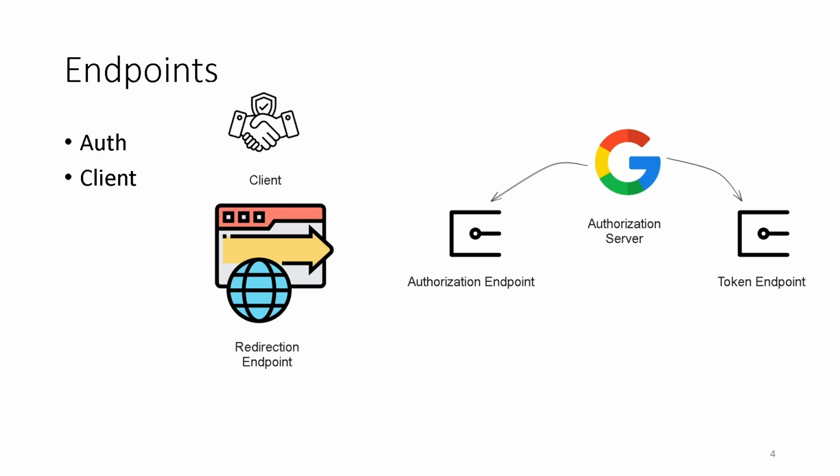Then we have the client endpoint. On the client side, we have the redirection endpoint. This is used by the authorization server to return responses containing authorization credentials to the client via the resource owner user agent.